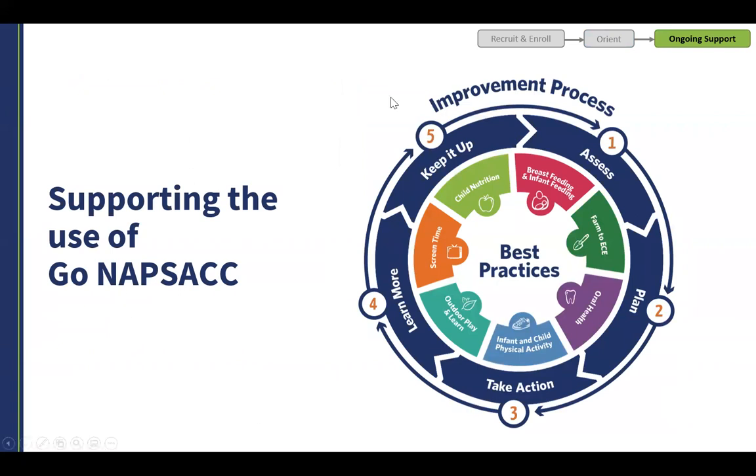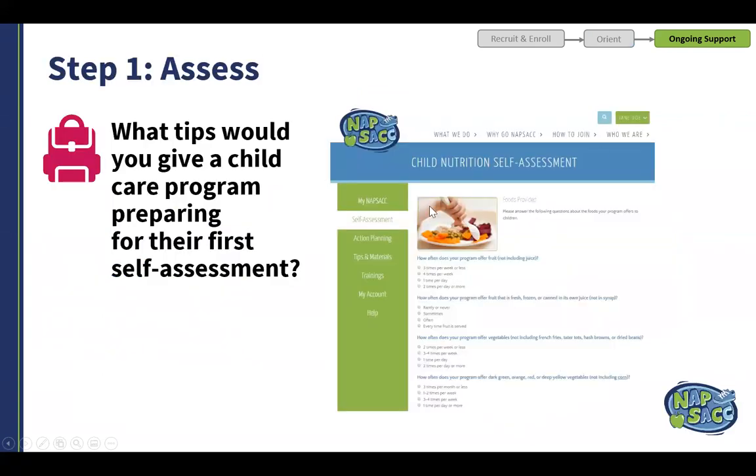All right, so now talking about supporting the 5-step process, this use of Go NAPSACC. You're going to want to check in at least once a month to help them implement each step, but some programs might need more than that. So let's talk about self-assessment. Let's say you're working with a child care provider who's about to complete their first self-assessment. What tips might you give them? What suggestions might you have for this child care provider before they take their first self-assessment?